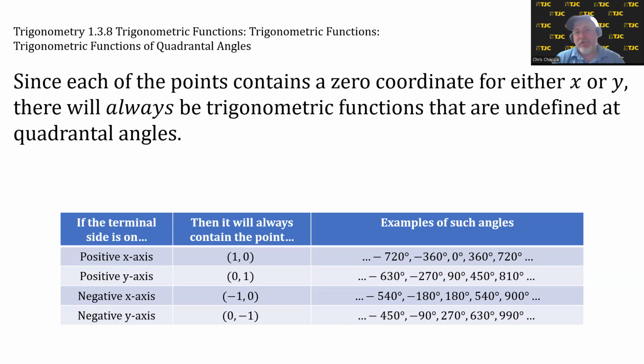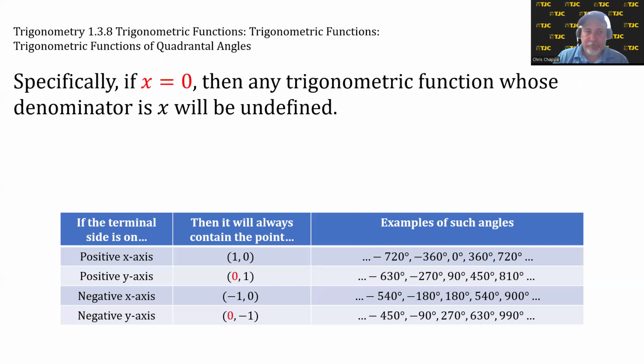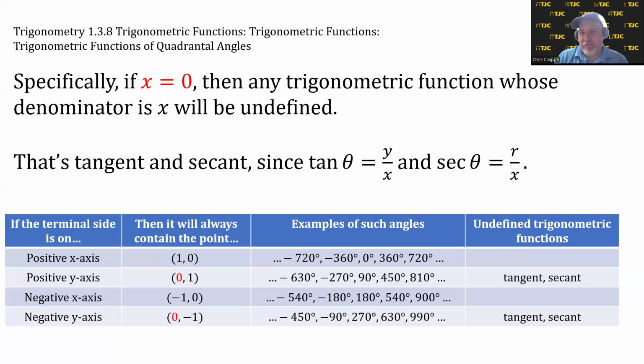Now, since each of the points contains a 0 coordinate for either x or y, there will always be trig functions that are undefined at quadrantal angles. Specifically, if x equals 0, because your terminal side is on the positive y-axis or negative y-axis, then any trigonometric function whose denominator is x will be undefined. Which trig functions have a denominator of x? That would be tangent and secant. Tangent is y over x, secant is r over x.